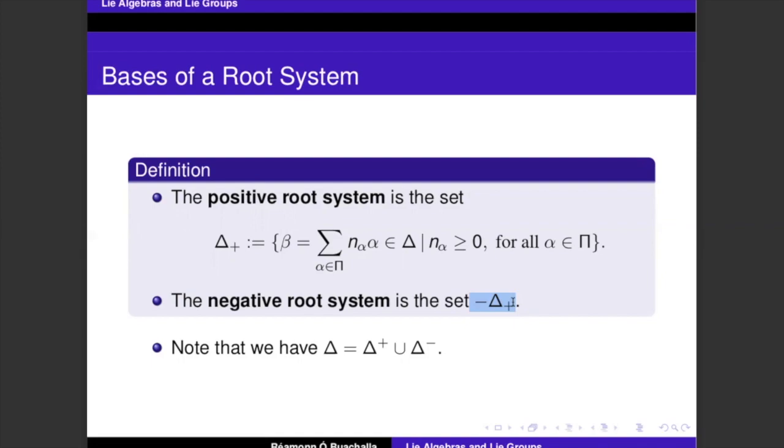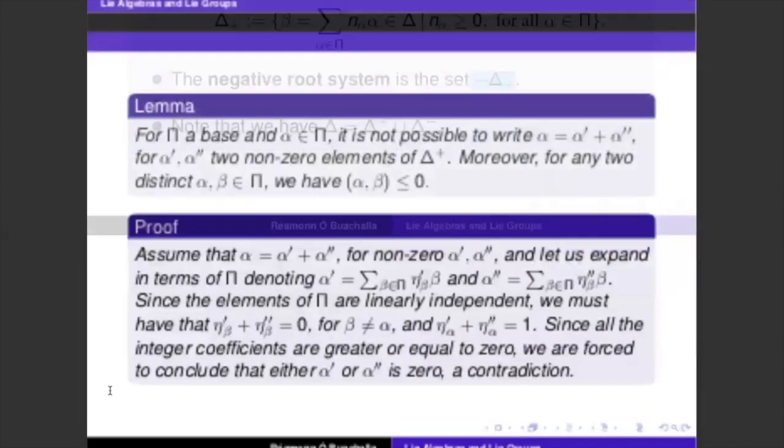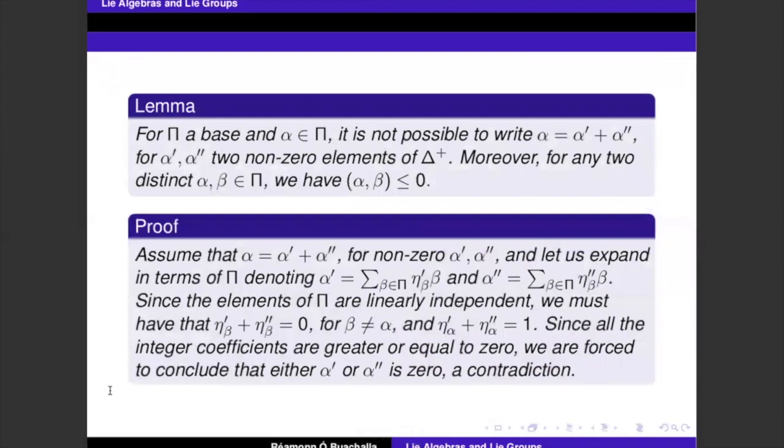Okay, but what's most important is that this breaks it up. We get a decomposition of a root system into positive or negative. But this is a choice. It's a choice coming from our choice of base. Right? So now we can go on and justify this notion of simplicity that we had before.